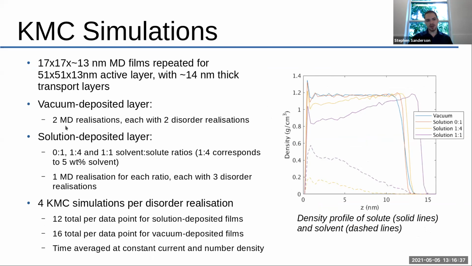For the vacuum deposited layer, we have 2 molecular dynamics realizations, each with 2 different disorder realizations. For the solution deposited layer, we have a fully dried film where all of the solvent has been removed. Most of the solvent at the end of the simulation had to just be deleted because it takes too long to boil out. Then we also have a film with a 1:4 ratio, which corresponds to about 5-8%, the maximum experimentally relevant amount of trapped solvent, and one with a 1-to-1 solvent to solute ratio, just to try to pick out any trends in the data, since these two were quite close to each other.